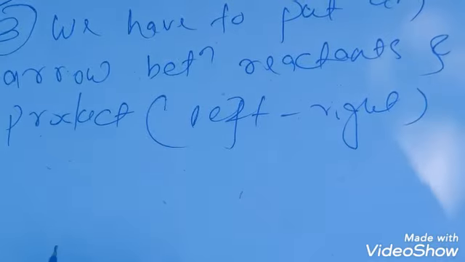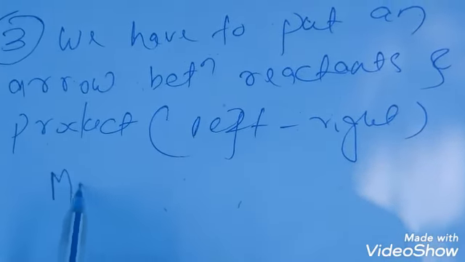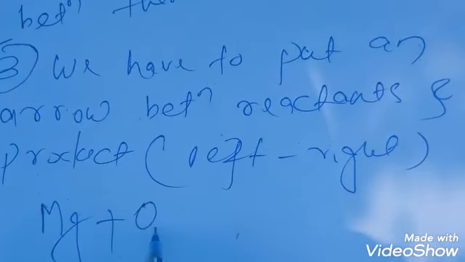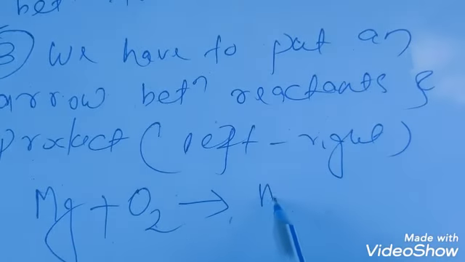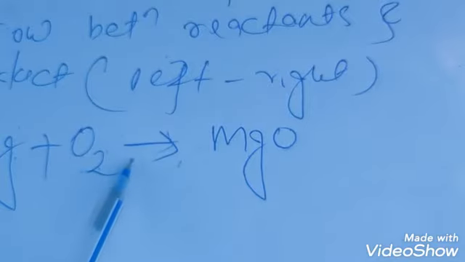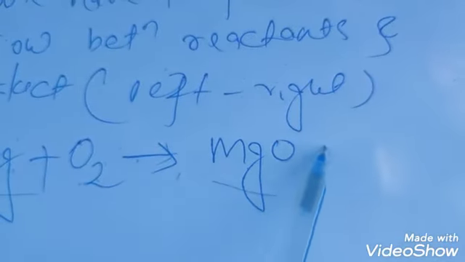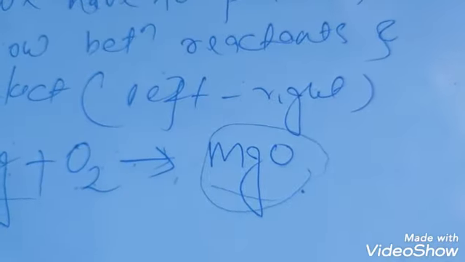Let's take an example. Suppose we have to write: magnesium, in the presence of oxygen, gives rise to magnesium oxide. Here magnesium and oxygen are two reactants. So these two reactants are written on the left side. And there is an arrow mark present between reactants and products. Here magnesium oxide is the product, and magnesium and oxygen are the two reactants.